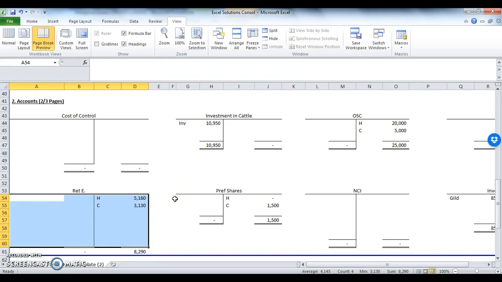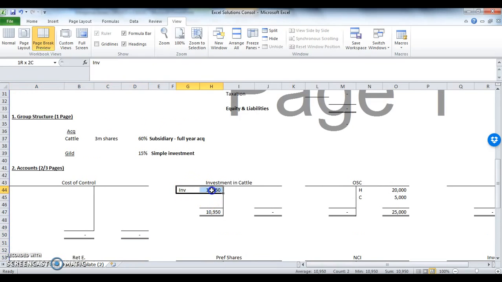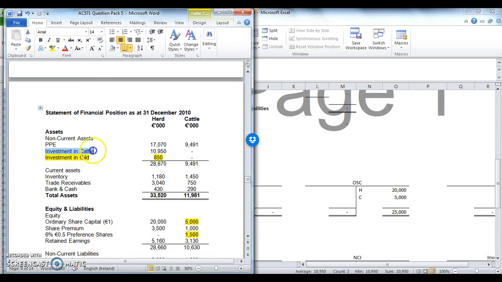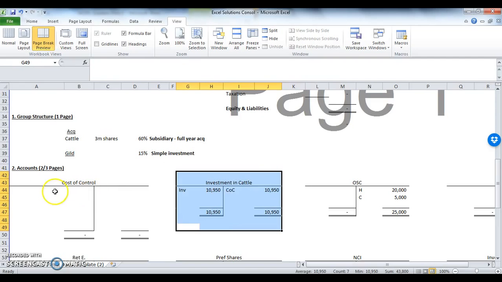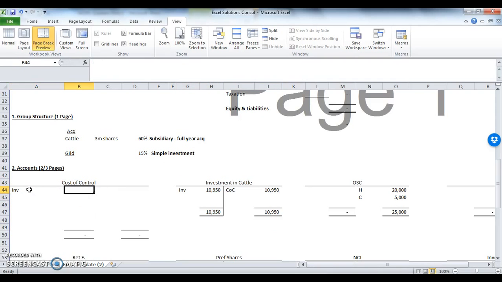First step, always, I tell students, if you're following this approach, is do up as much of the cost of control as you can. So the initial goodwill workings. We know in our investment in Cattle line item, here, we have an opening balance of 10,950. That is just brought to the cost of control account, 10,950, and that account is now cleared out, and we have in here investment 10,950.